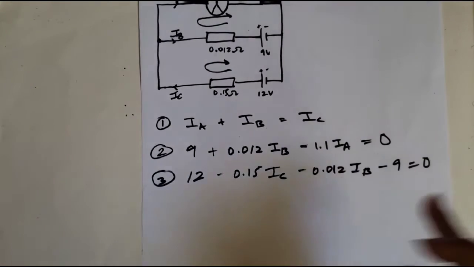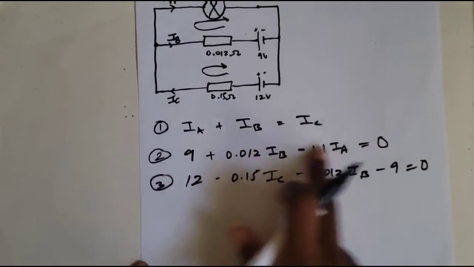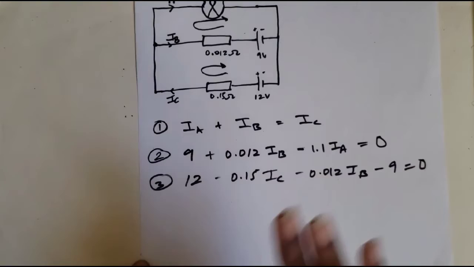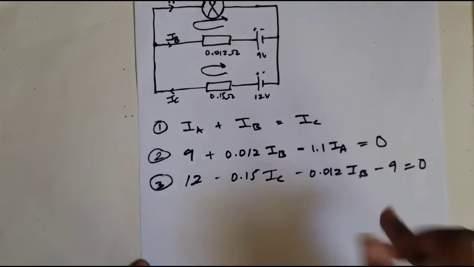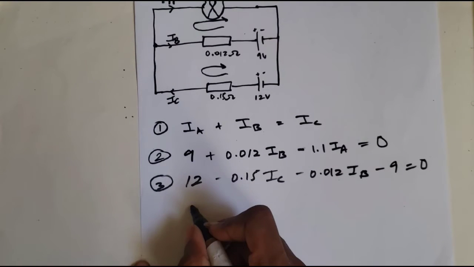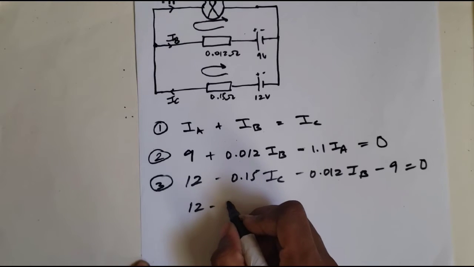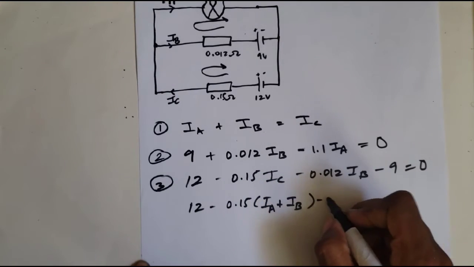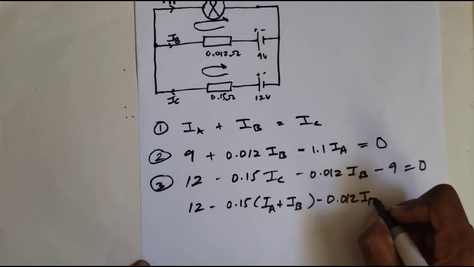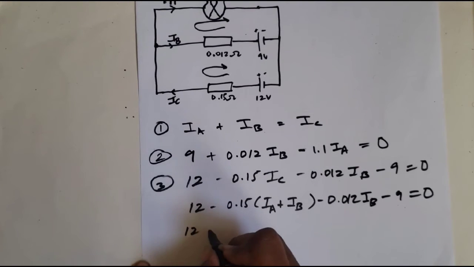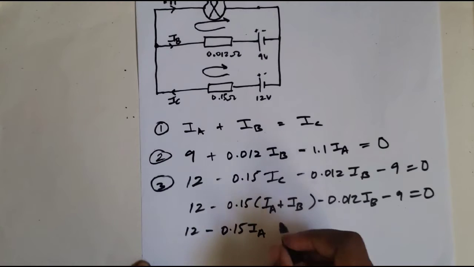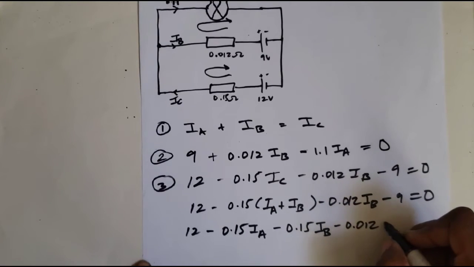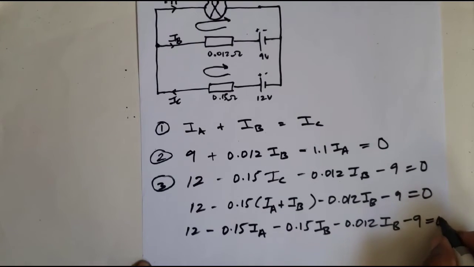Okay, great. So let's look at the first equation, from the first loop. There is no IC in it, so I'm going to just leave that equation alone and concentrate on this one, which has IC in it. So let me just substitute. This would be 12 minus 0.15 times (IA plus IB) minus 0.012 IB minus 9 equals 0. So 12 minus 0.15 IA minus 0.15 IB minus 0.012 IB minus 9 equals 0.